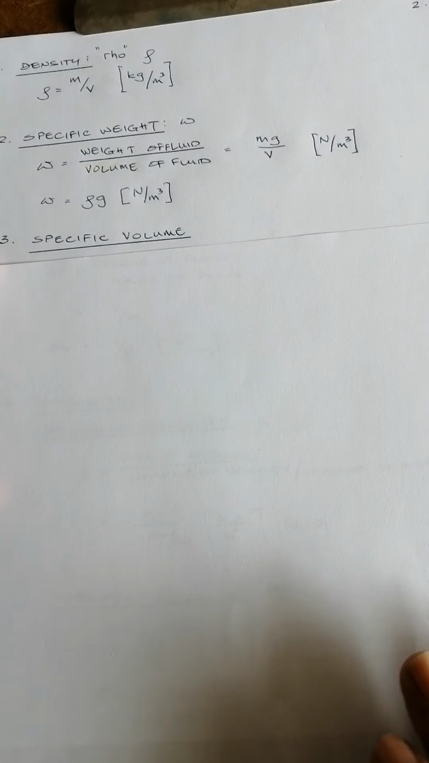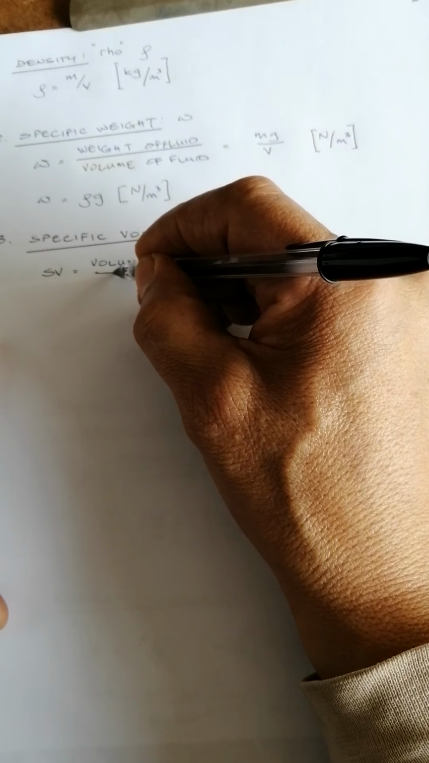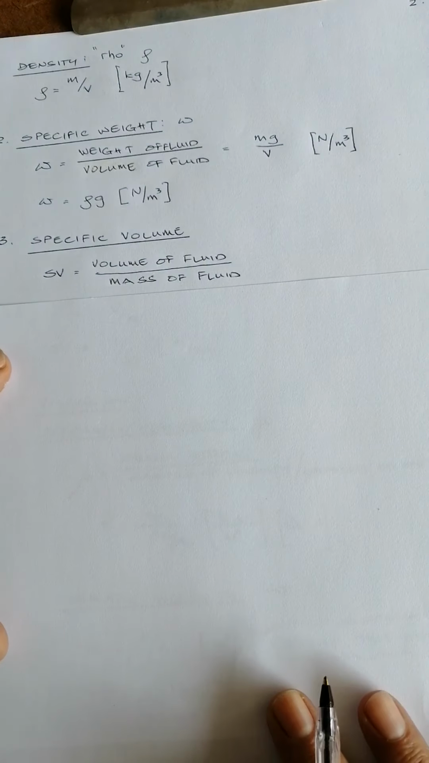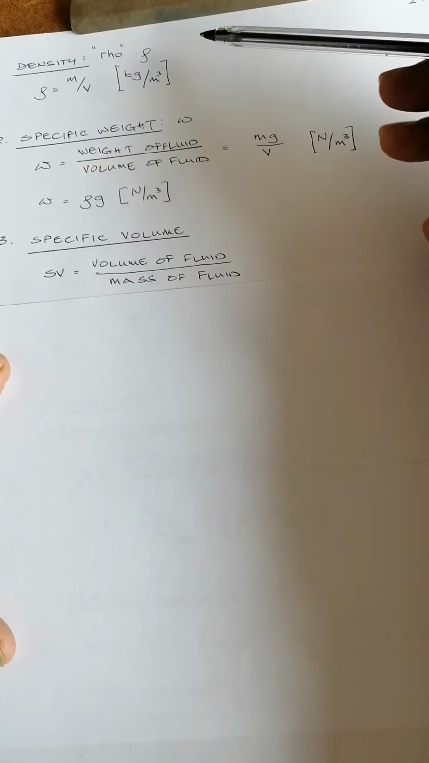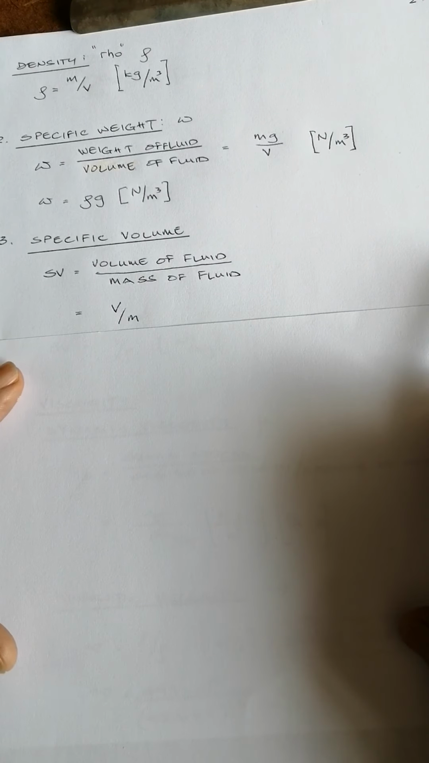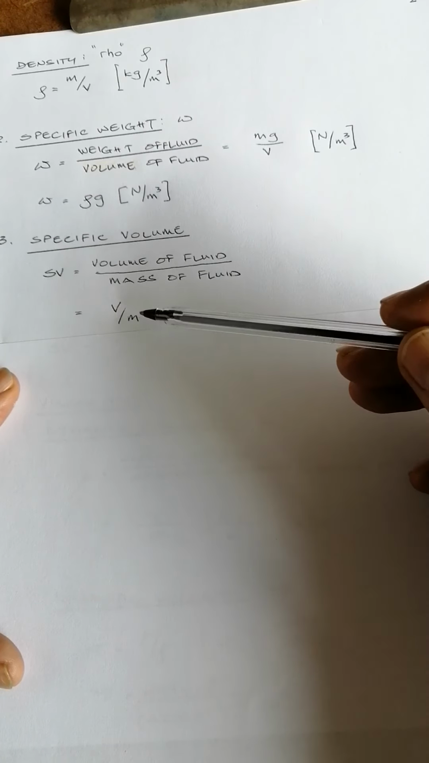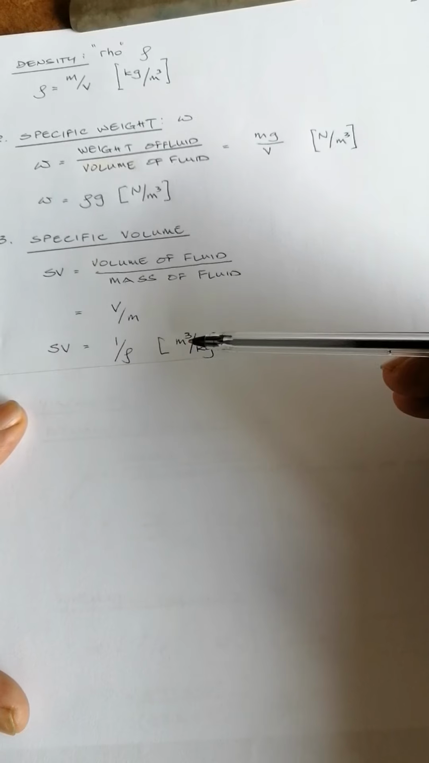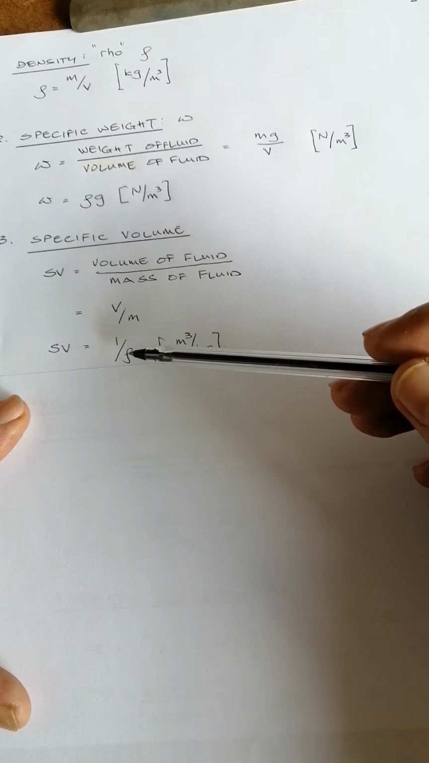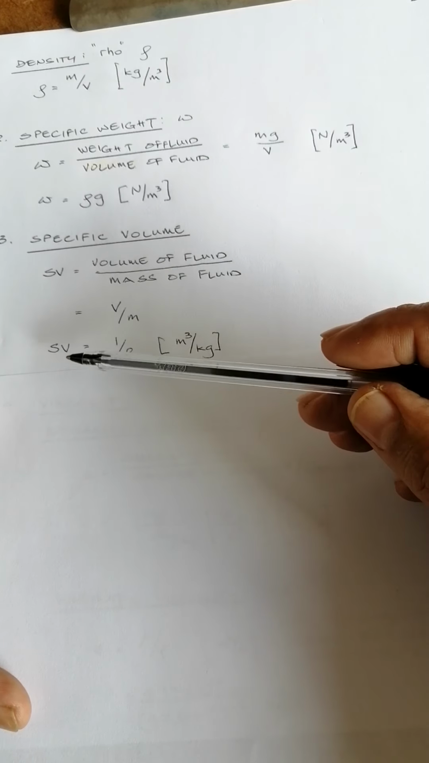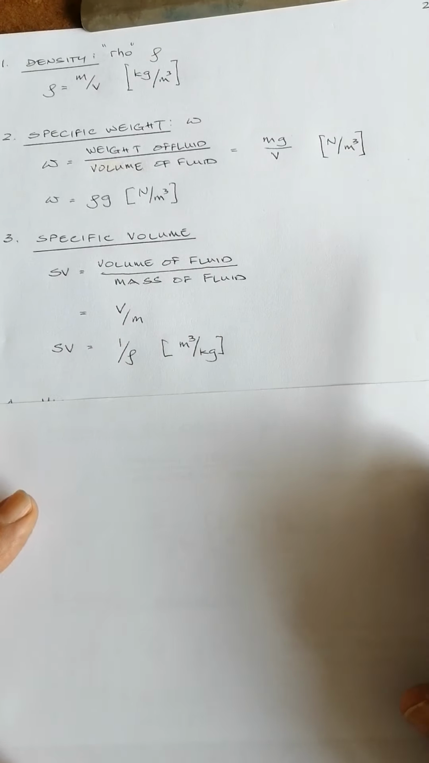The next one that we will look at is your specific volume. So your specific volume is simply your volume of the liquid divided by the mass of the liquid. So you can see it's the inverse of your density. Very simply stated, your specific volume is equal to your volume divided by mass, and that would give us cubic meters per kilogram, which is the inverse of your density. So remember that your specific volume is the inverse of density, and that is 1 over rho.